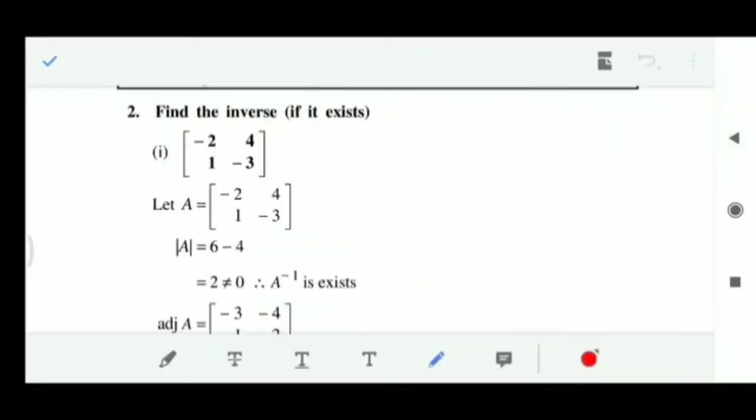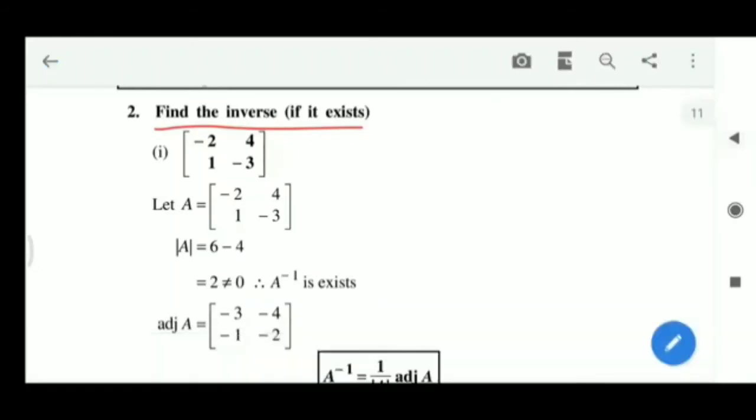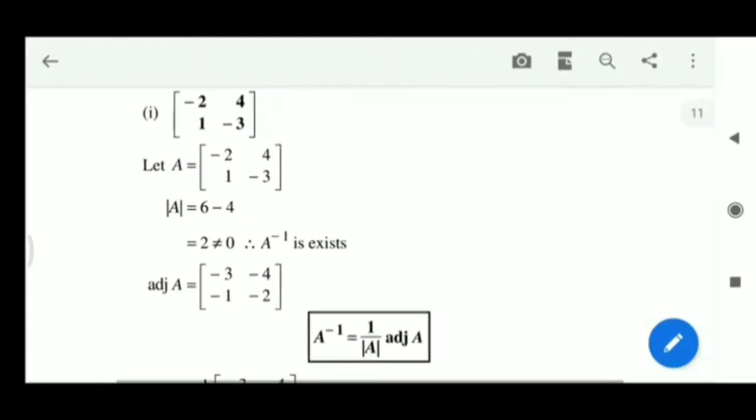The second sum is find the inverse of the matrix [minus 2 4; 1 minus 3]. So for that the first step is we have to find the determinant of A. Here the determinant of A is 6 minus 4, which is 2, which is not equal to 0, therefore A inverse exists.